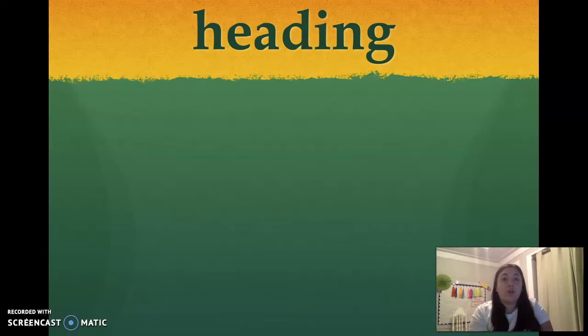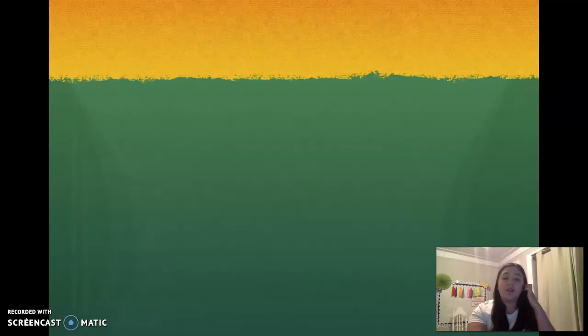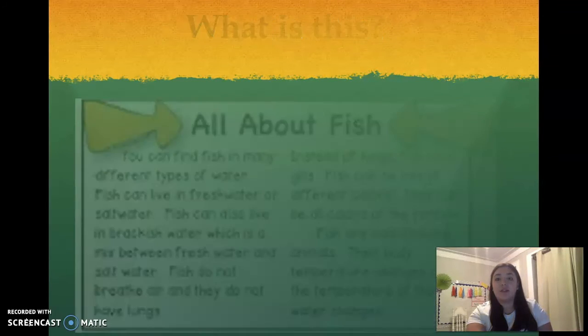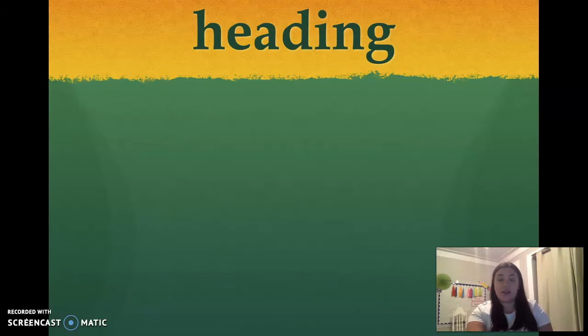So the arrows were pointing towards a heading. A heading is the name of a section, and it gives us a preview about what we're about to read. So Miss Nava is going to go back. So that heading was called All About Fish. So that heading told me what I'm about to read is to learn more information about fish. Okay, let's go to our next one. So that was a heading.